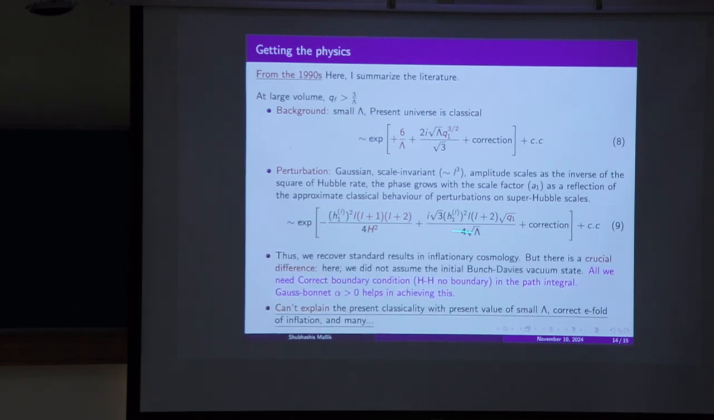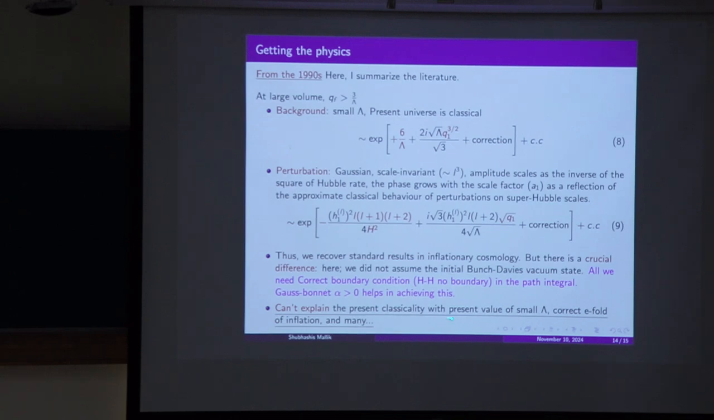So we have recovered the standard results in inflationary cosmology, but with one difference: here we did not assume any initial Bunch-Davies state. All we need is the correct boundary condition, which is the Hartle-Hawking no boundary condition in the path integral, and everything comes out of that. So the important question is what the correct boundary condition for the path integral is. If we insert that, everything follows from it.